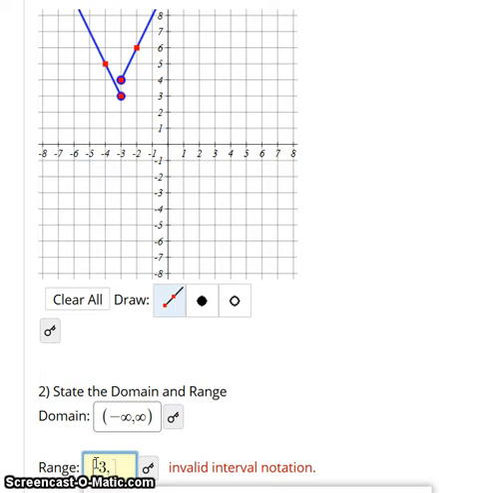And then that graph goes up forever, so it gets an infinity. And infinity always gets round brackets.